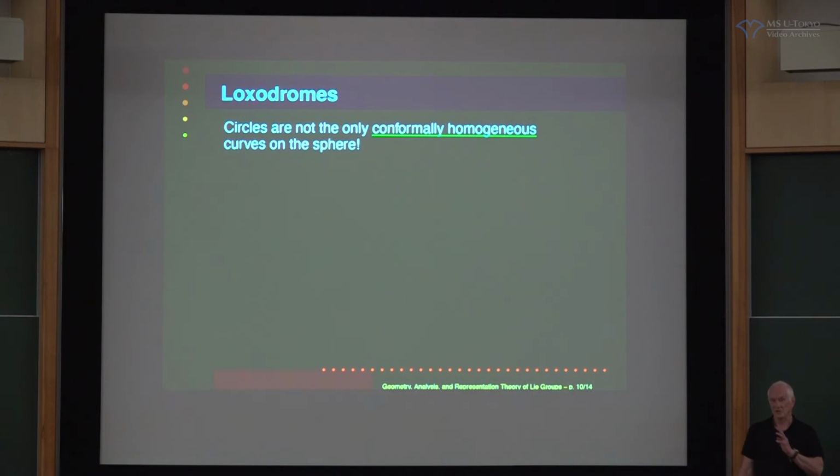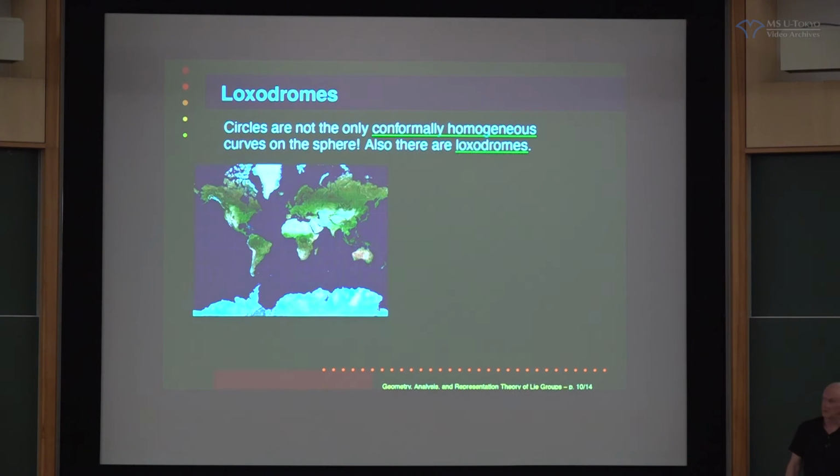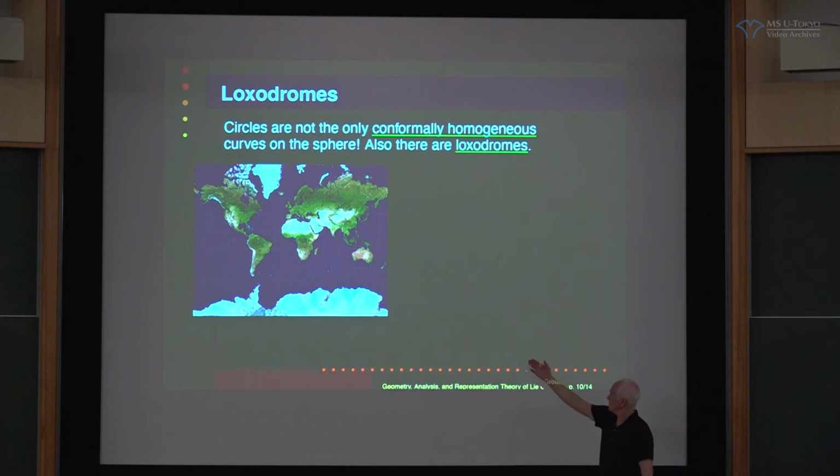So in other words, even on the sphere, conformal circles are not the only conformally homogeneous curves. They're not the only curves, say, locally on the sphere, which have the property that you can get from any point on the curve to any other point on the curve by a conformal transformation whilst preserving the curve. Right? There are other examples. And these examples are well known in navigation. These are called loxodromes. Right, so this is the ordinary sphere, as in the Mercator projection of the sphere.